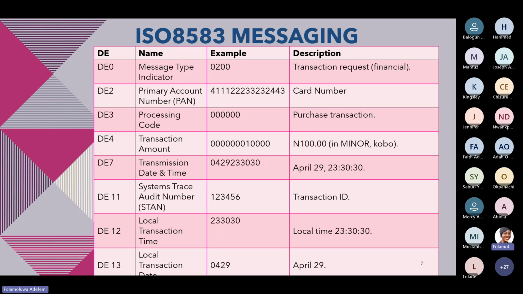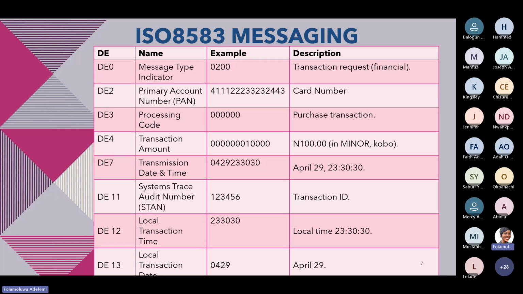We also have the message type indicators for when responses come back. So in the scenario I explained earlier, when the issuer is sending back a response, the issuer would also be sending an ISO 8583 message, but the message type in this case would change because it's a response. And usually the message type is an addition.